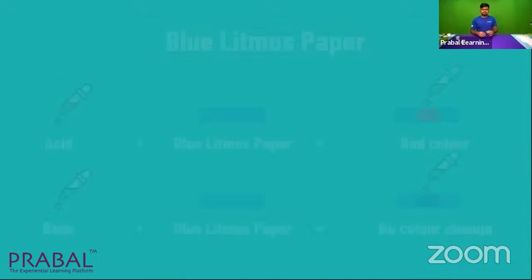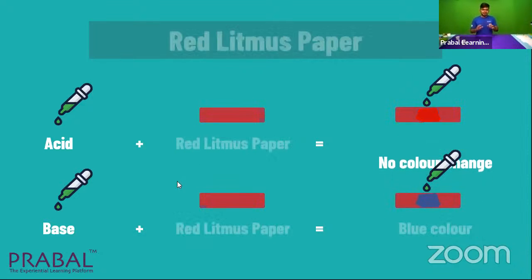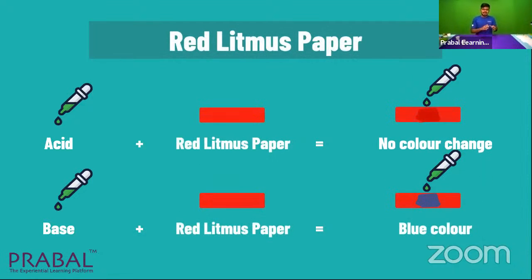So litmus, we obtain it as blue litmus paper and red litmus paper. You might have used it in your labs. Acid plus blue litmus paper reacts to give red color, whereas base plus blue litmus paper does not produce any color change. And we have another type of litmus paper, which is red litmus paper. Again, acid plus red litmus paper does not give any color change, whereas base plus red litmus paper changes to blue color. So let's do that experiment right now.